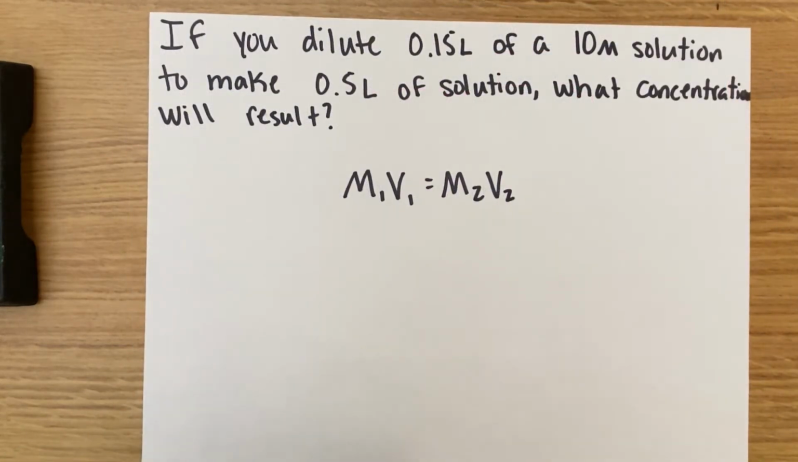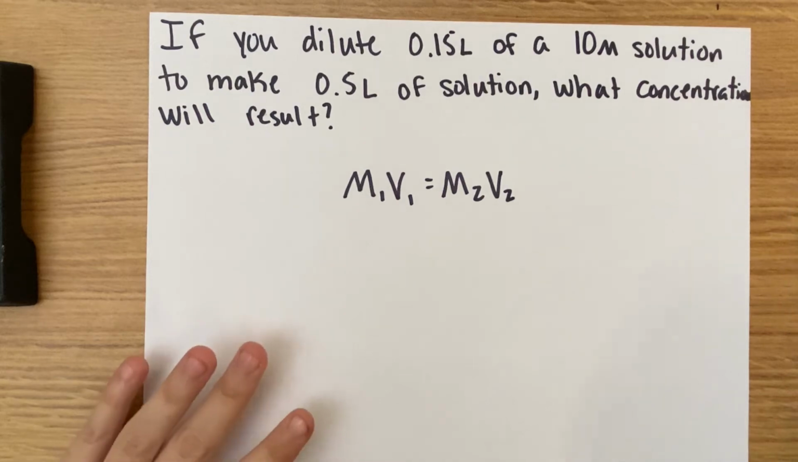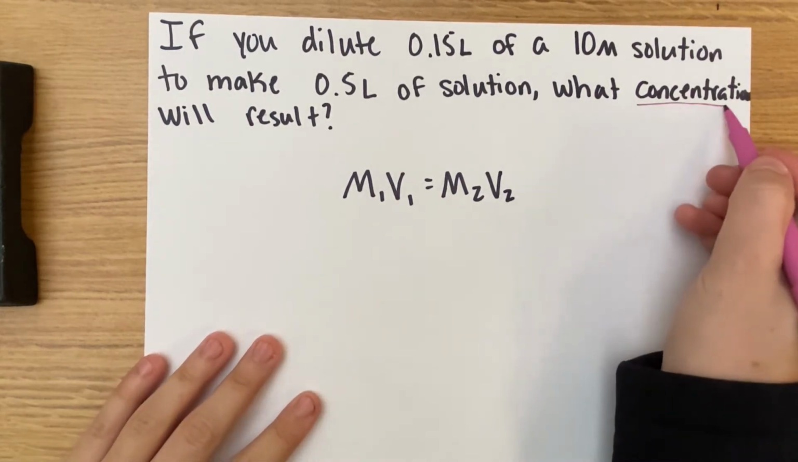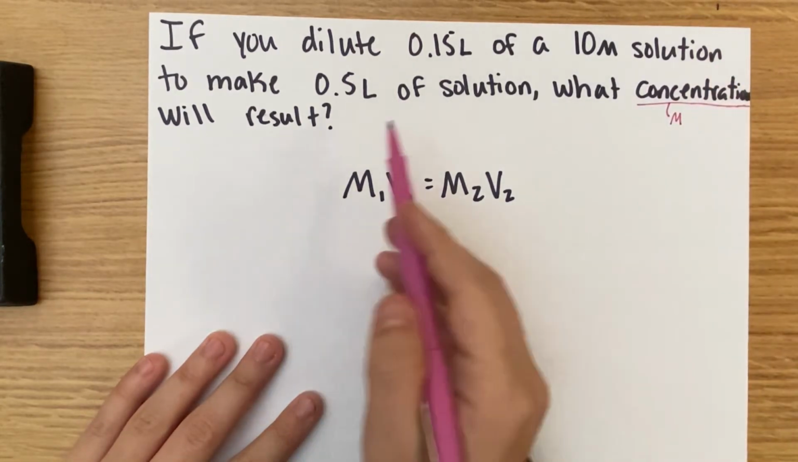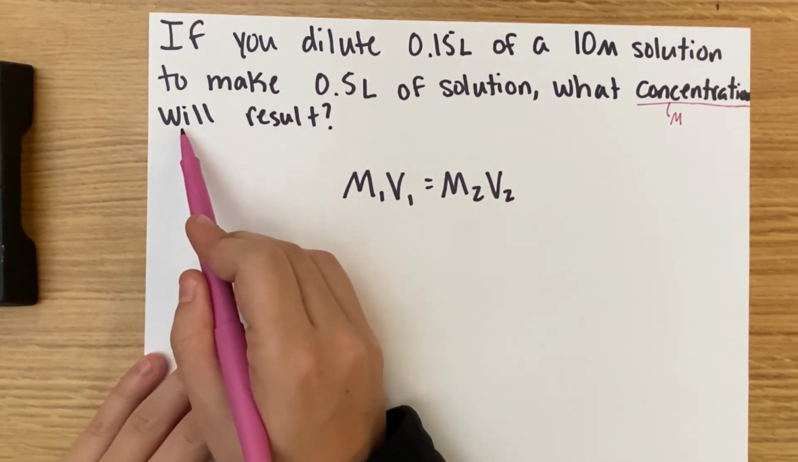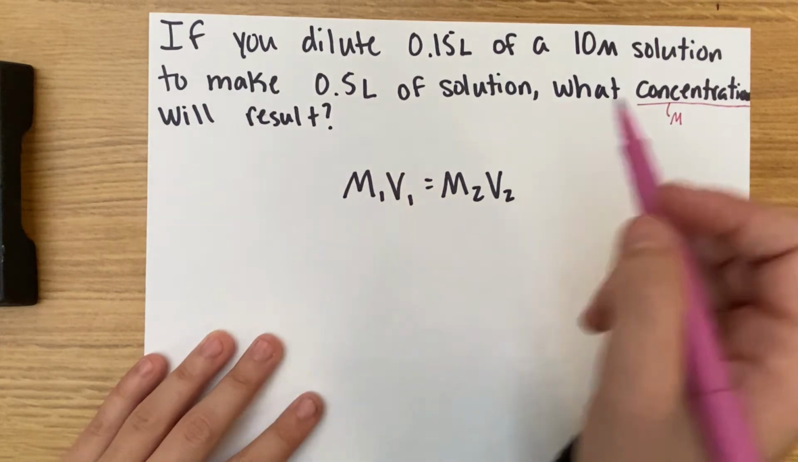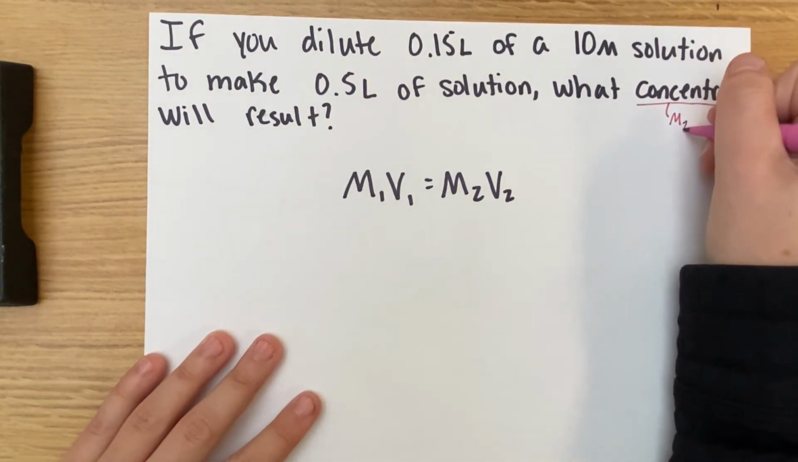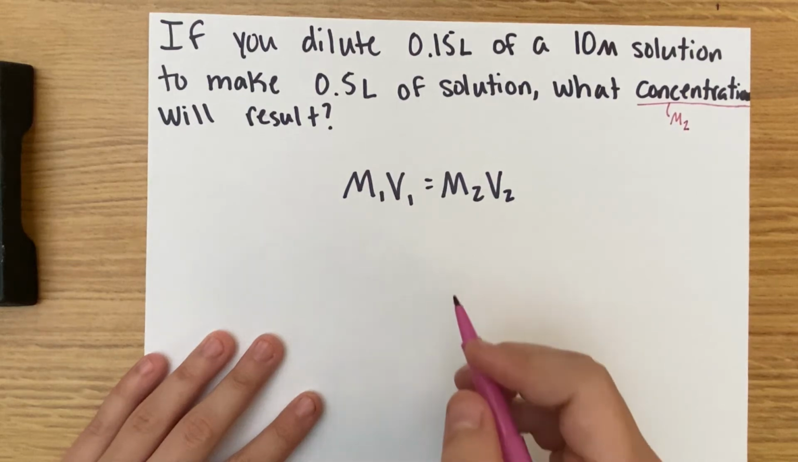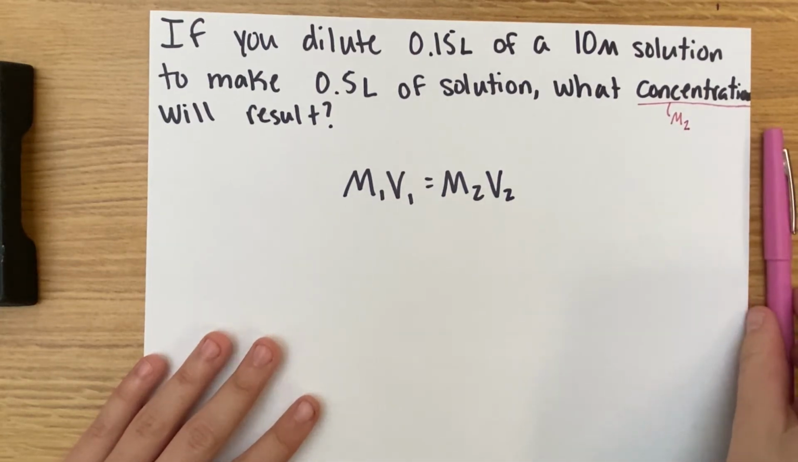If you dilute 0.15 liters of a 10 molar solution to make 0.5 liters of solution, then what concentration will result? It's asking what concentration. So that means we're going to be looking for a concentration, and it's also asking what concentration will result. So that means that's going to be the after the dilution happens. So that's going to be our M2. So we're looking for M2.